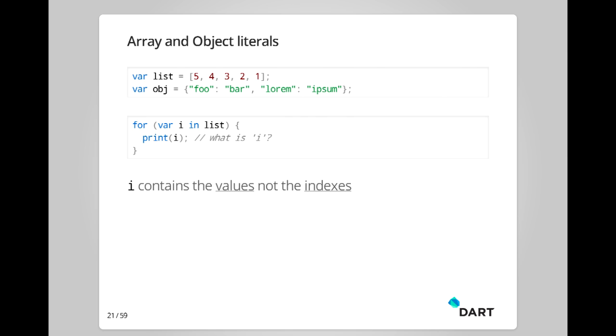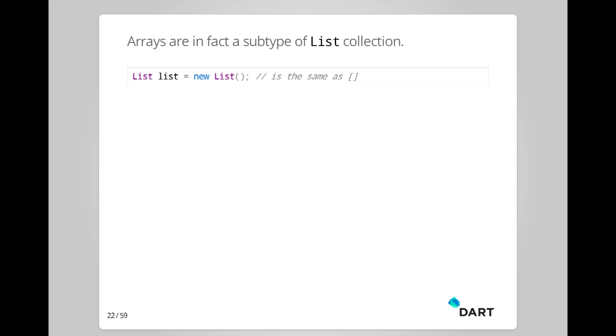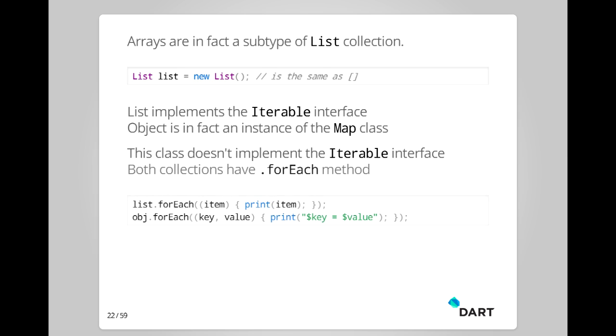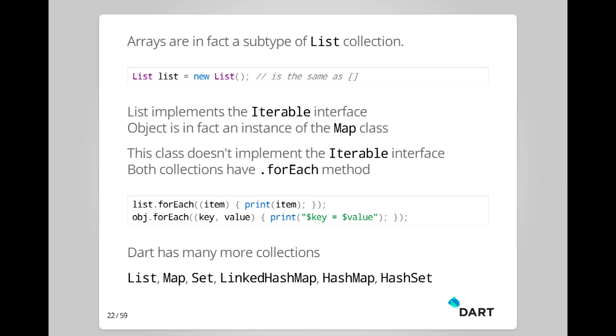So okay, let's iterate over the object. How will the code behave? Well, it will throw an error. We cannot iterate through an object with the for-in loop. And why? Arrays in Dart are basically a subtype of the list collection, and the list collection implements the Iterable interface. An object is an instance of the Map class, and this class doesn't implement the Iterable interface. But both collections have the forEach method, so we can use this one instead. Dart also has many more collections, like Set, HashMap, HashSet, and so on.